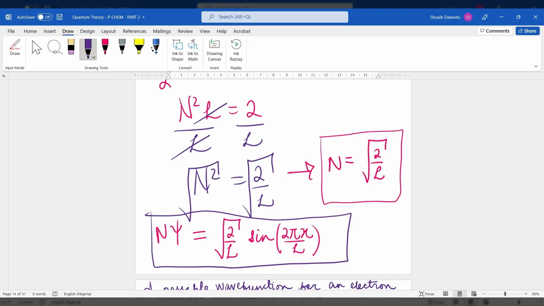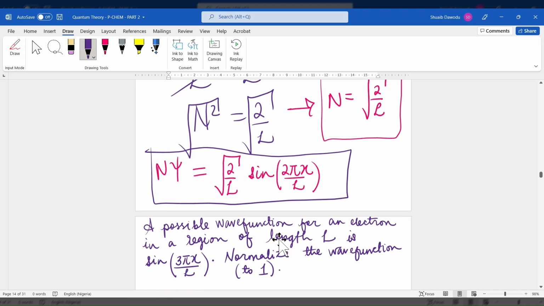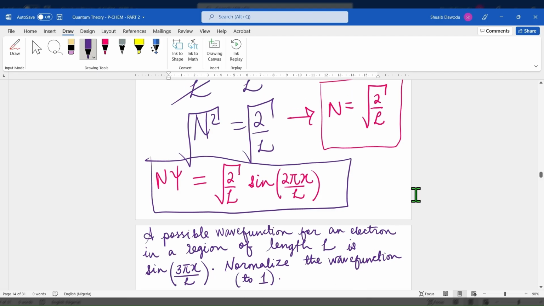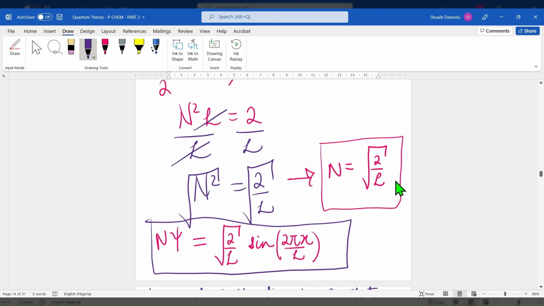If you have any questions, suggestions, or concerns, make sure you put it in the comment section. For those of you who are confused as to how I solved this, I did another question on my channel, which is a possible wave function for an electron in a region of length L is sine 3 pi x over L, normalize the wave function. This is just another question, very similar to this one. I would implore you to please go and watch it.